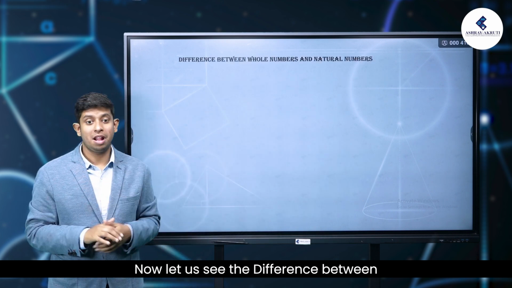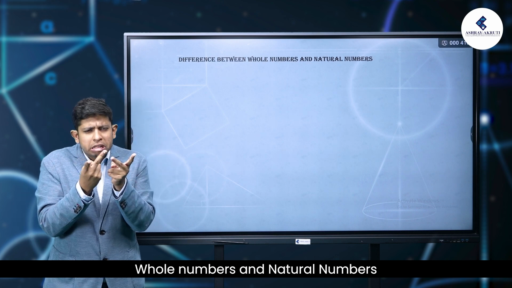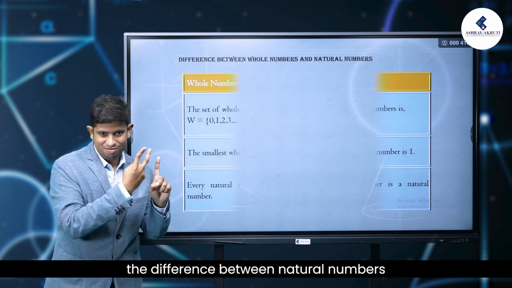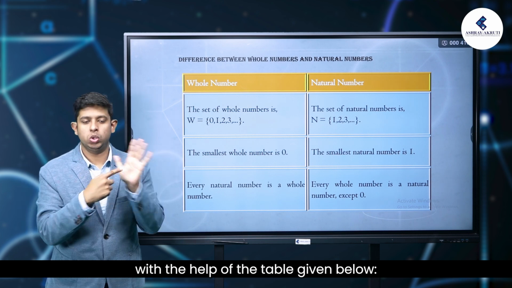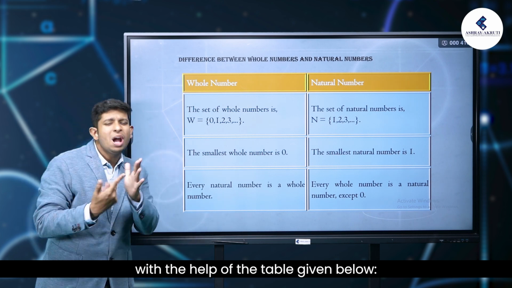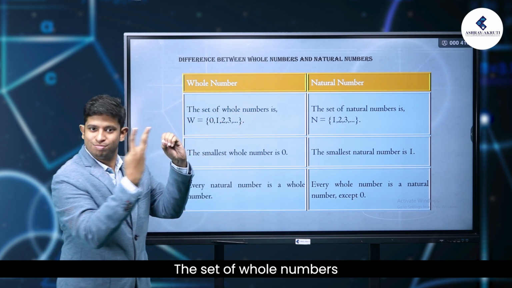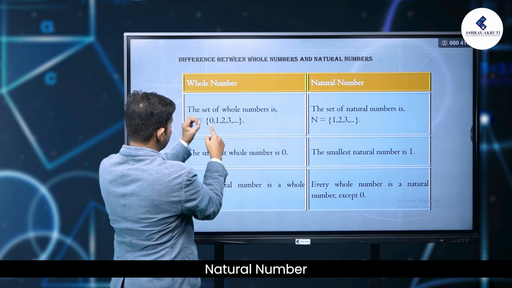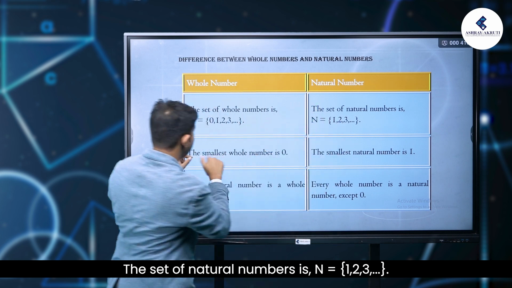Now let us see the difference between whole numbers and natural numbers. Let us understand the difference with the help of the table given below. Whole numbers: the set of whole numbers is W equals 0, 1, 2, 3. Natural numbers: the set of natural numbers is N equals 1, 2, 3.